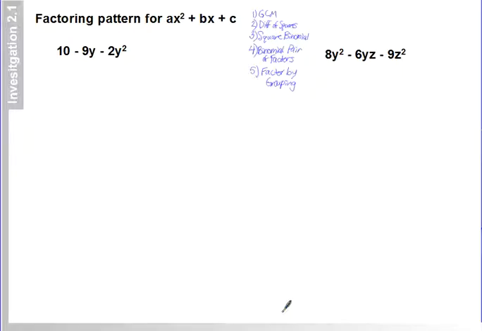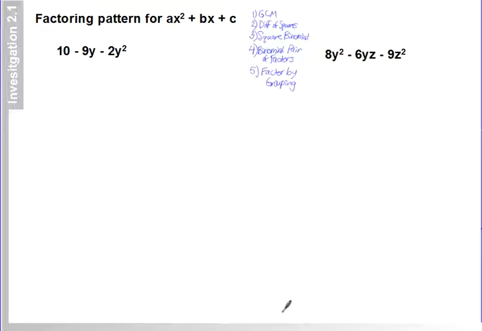All right, so right now we're going to be looking at some factoring patterns that we haven't seen before, and that's when we have the ax squared plus bx plus c. But for a, we don't have one anymore. We actually have a different number. Okay, so you can see in our two examples, for this one we have negative 2, and for this one we have 8. So it's a little bit different than what we've seen before, but we can do this.